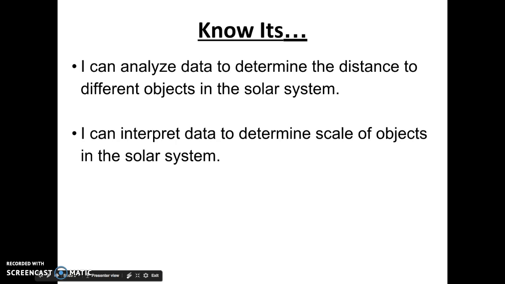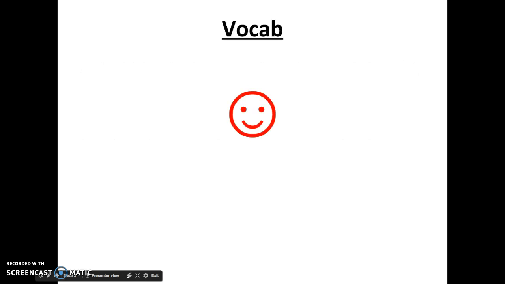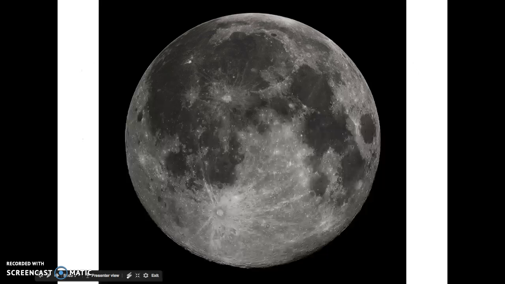By the end of today, you should be able to tell me about the scale of the solar system, specifically in reference to your own space object. So if you're doing the planets or one of the dwarf planets, etc. You should also be able to give me the sizes of different objects according to scale as well. So, no vocab.